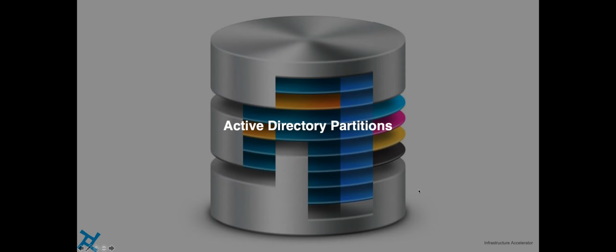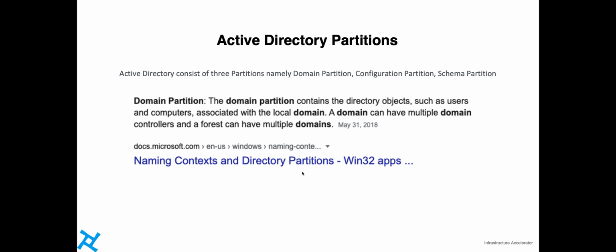This section is about Active Directory partitions which are available in AD. I told you that Active Directory is divided into three partitions. This is just a photo, this is not Active Directory. So what are these three partitions? Active Directory consists of three partitions, namely domain partition, configuration partition, and schema partition.